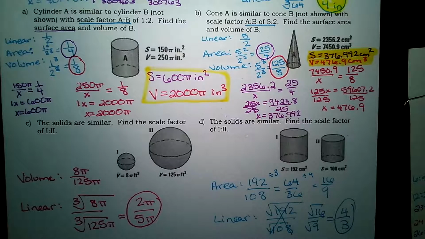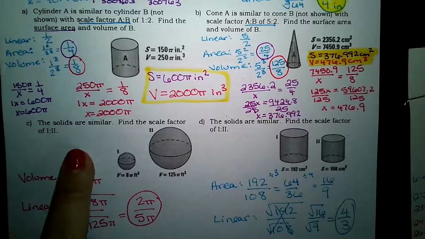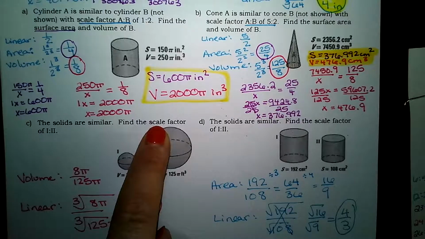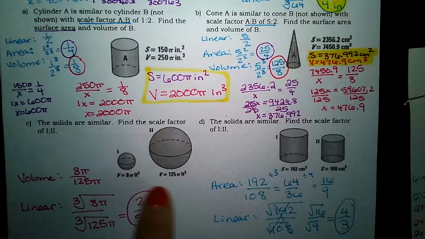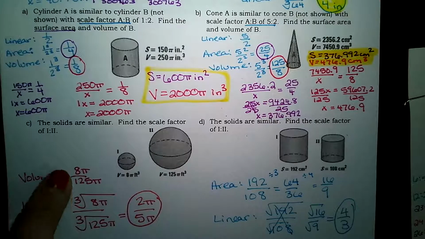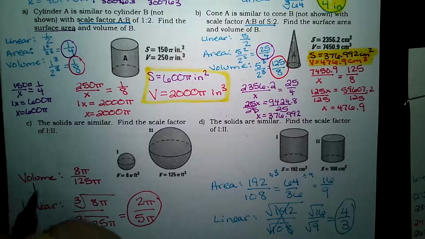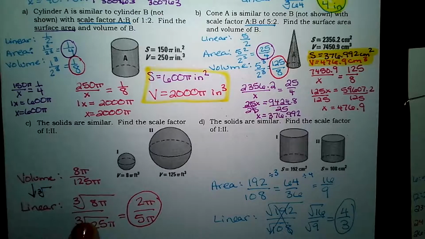Okay, let's check your final work here and see how you did. The fifth example on your page says the solids are similar. Find the scale factor. This means you're finding the linear factor. They gave you volumes, so your volume ratio is your cubic measure. To go from volume to a linear ratio, you have to take a cube root. So I took the cube root of 8 pi and the cube root of 125 pi. That reduced to 2 pi over 5 pi. I left it in exact form since they gave me exact form.